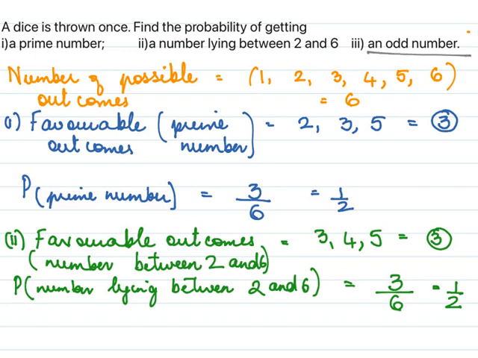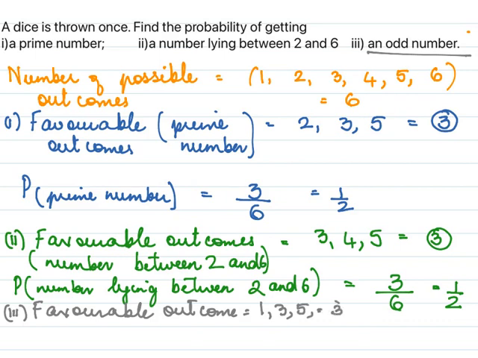And for the third one, an odd number. So, favorable outcome, now the odd numbers are 1, 3, 5. We have 3 odd numbers. So, the probability of getting an odd number is 3 favorable outcomes, 6 total outcomes, that is 1 by 2.